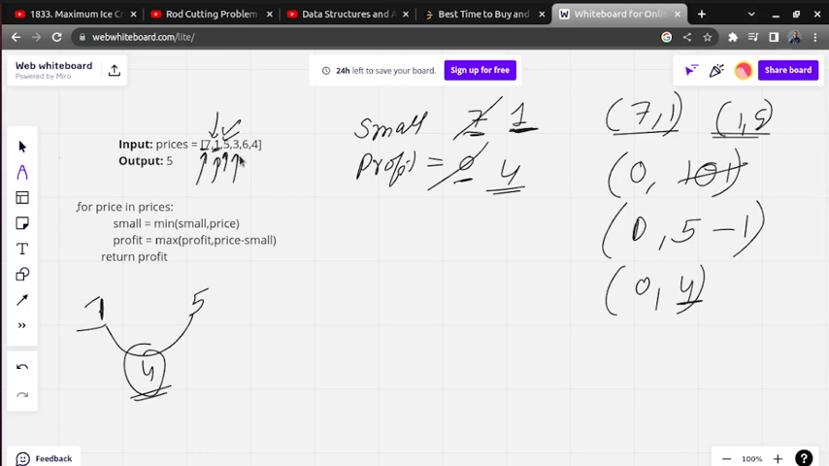The next day the price is 3 rupees. Is small going to be updated? No, because the smallest value is 1, so this value is going to stay the same. Profit is now 4 or 3 minus 1. So what is the maximum, 4 or 2? 4. It means we are not going to sell on this day when the price is 3 rupees.